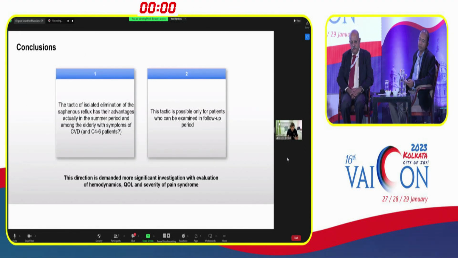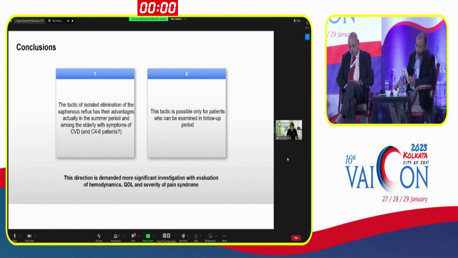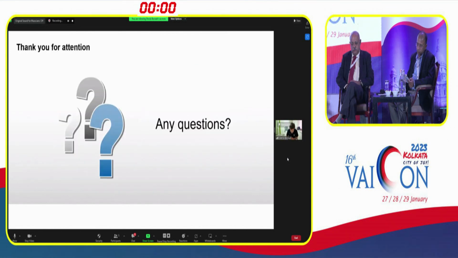And here is the conclusion. The tactic of isolated elimination of the saphenous vein has advantages in the summer period and among elderly patients with symptoms of chronic venous disorders. This tactic is possible only for patients who can be examined in the follow-up period. And this direction demands more significant investigation with evaluation of hemodynamics, quality of life, and severity of pain syndrome. Thank you for your attention.